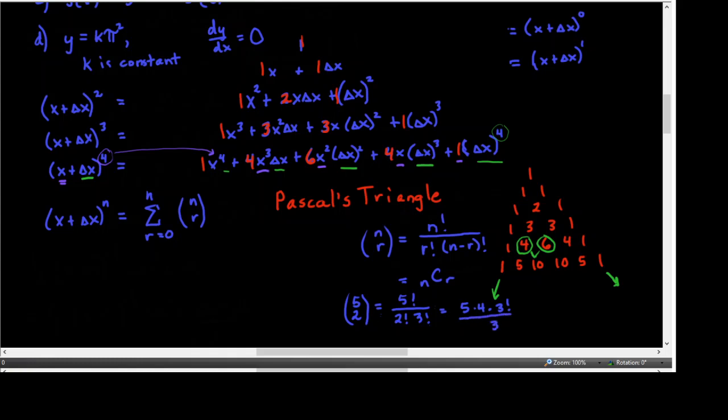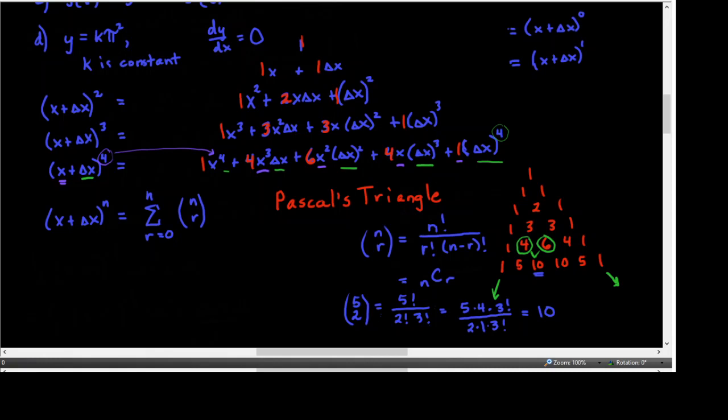Then the one in the denominator will cancel it, and I'll expand the other factorial, 2 times 1, cancel the 3 factorials, and get 10. And that's this one right here. That's that 10 right there.